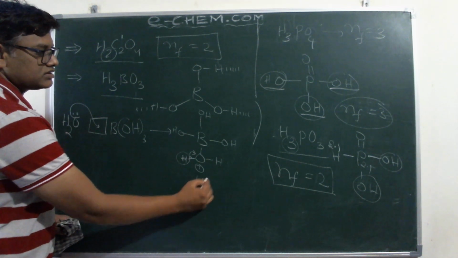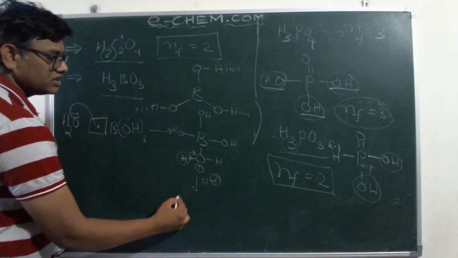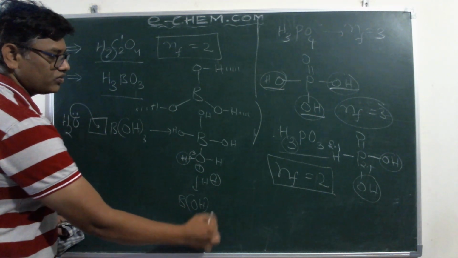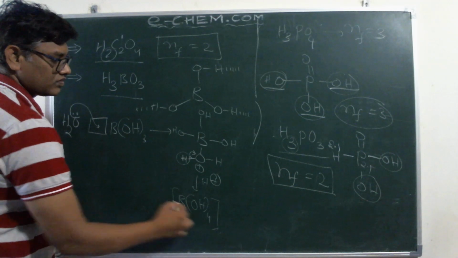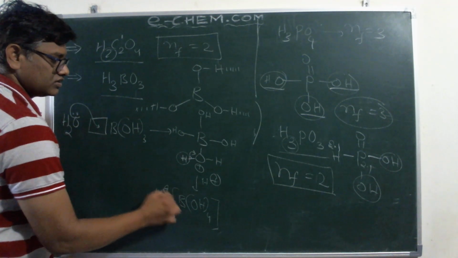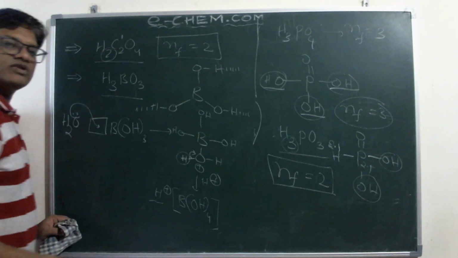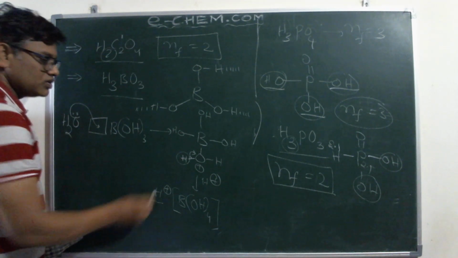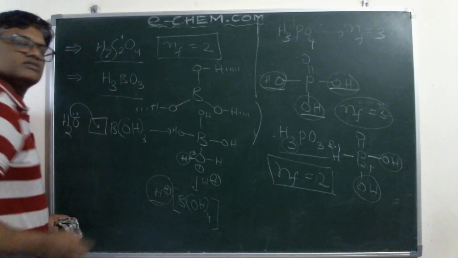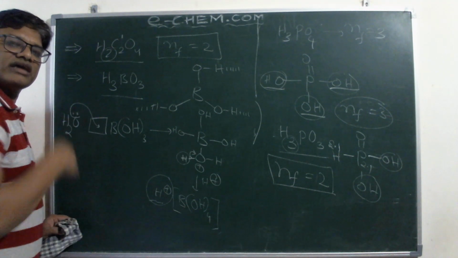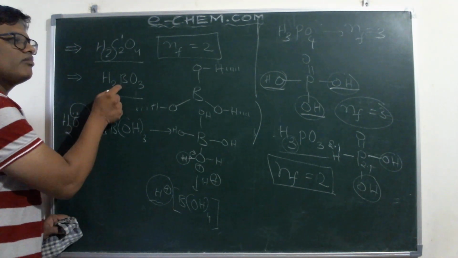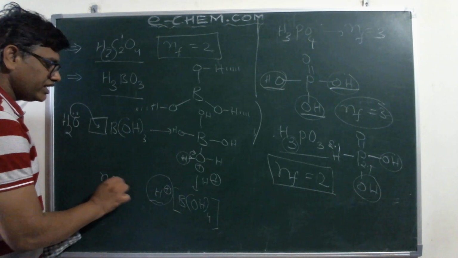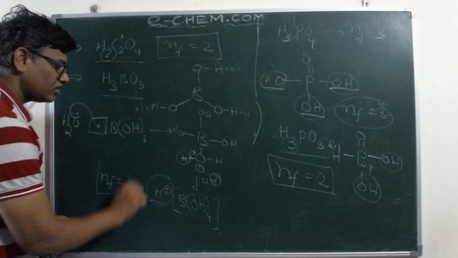out as H plus. Then a complex formation takes place here, B(OH)4 minus, the complex, and H plus. This H plus is responsible for the acidic strength or acidic character of this compound. So only one hydrogen can be replaced or released whenever this compound is put in water. So the n factor to be taken for orthoboric acid is 1.